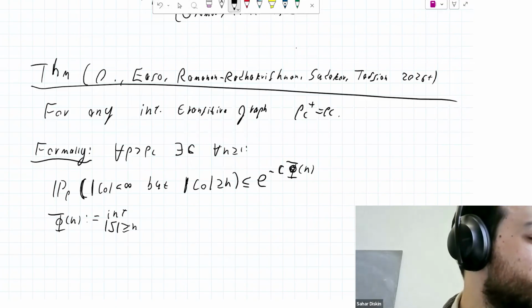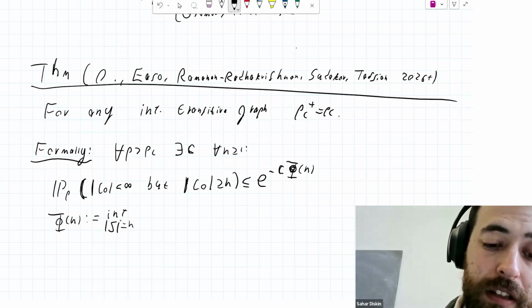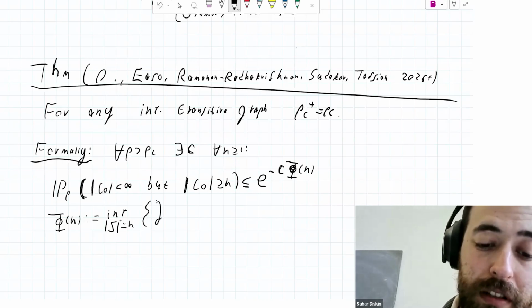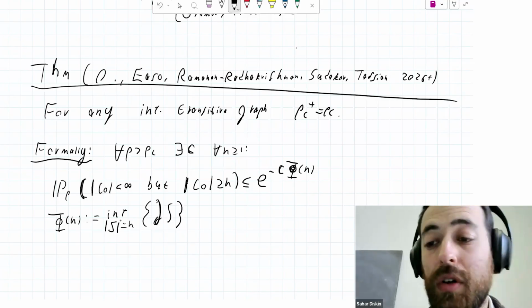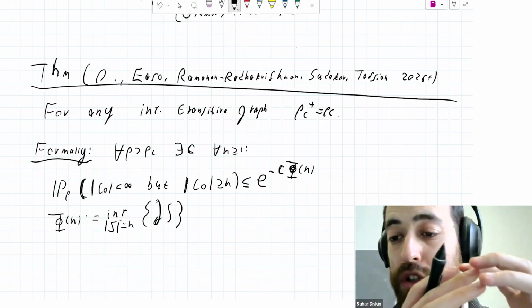At least n or at most n. You can do exactly equal to n, and that will also be okay. Of the number of edges, so this is the number of edges leaving the set. So I look at all sets of size n, and I take the one which minimizes this.